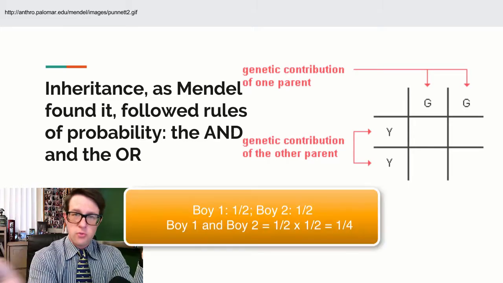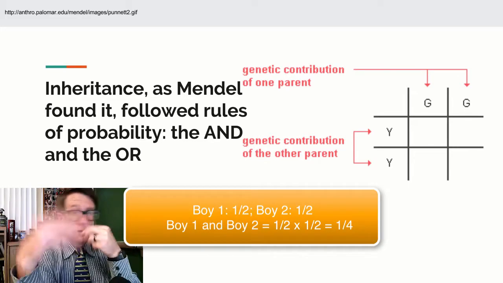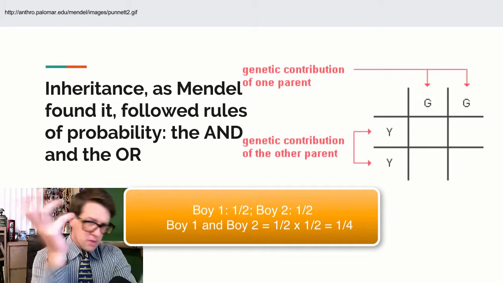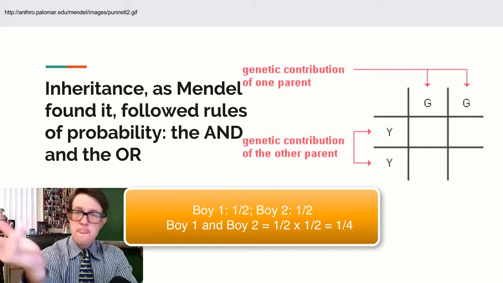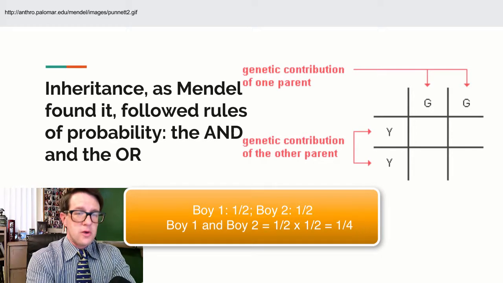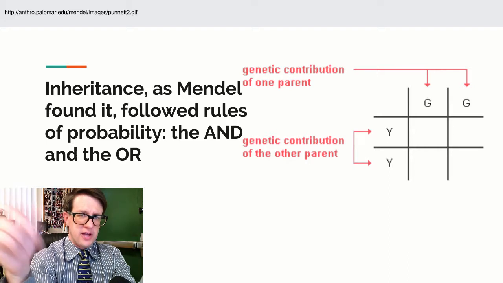So what are the odds of having 2 boys in a row? The odds of a boy is 50%. Odds of a boy is 50%. The odds of getting both, so I need boy and boy, I multiply 50% by 50%, and I get, that's right, 25%. So half times half gets you a quarter.